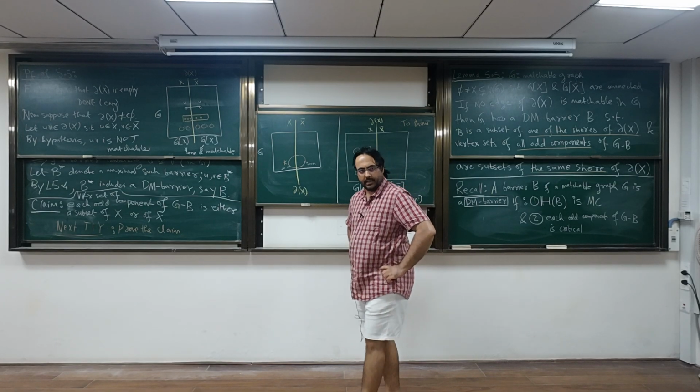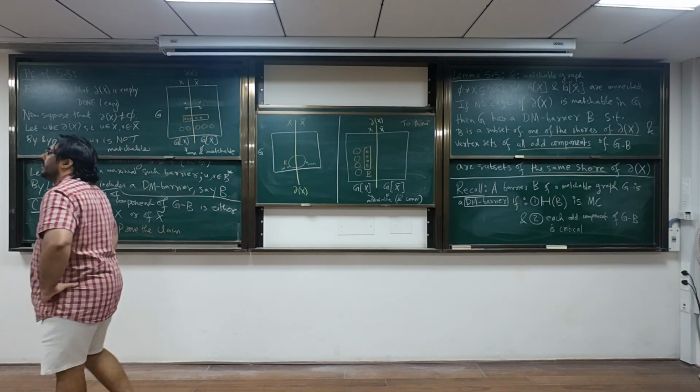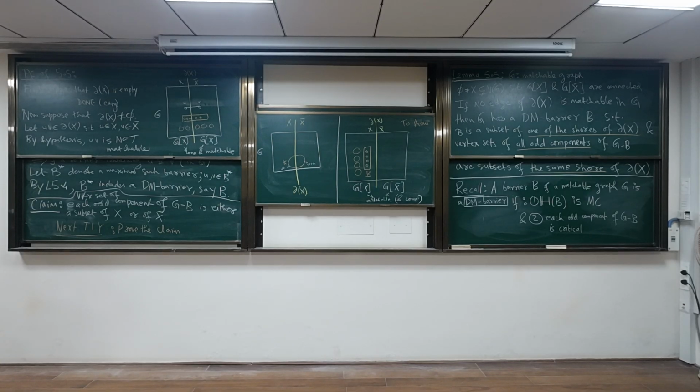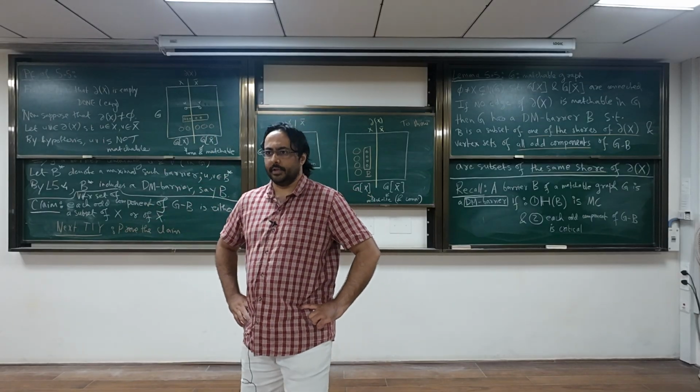The core is matching covered. So if I take any perfect matching of the core, that perfect matching basically extends to a perfect matching in the original graph. Right? Everybody agrees? The Dulmage-Mendelsohn barrier. So every perfect matching of the core extends to a perfect matching in the original graph. In fact, that doesn't even require Dulmage-Mendelsohn. That is in general true.